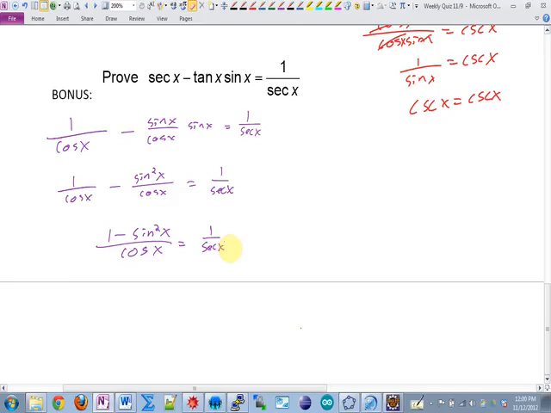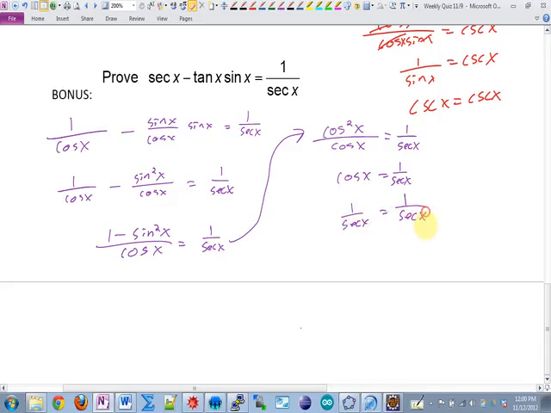Now what is 1 minus sine squared x? By the Pythagorean identity, it is cosine squared x. Whenever you divide something squared by something, they cancel, you end up with cosine. Cosine is the reciprocal of secant, and that's it. Okay, so not too bad actually, right? A lot of people got 25 out of 24 on this quiz.